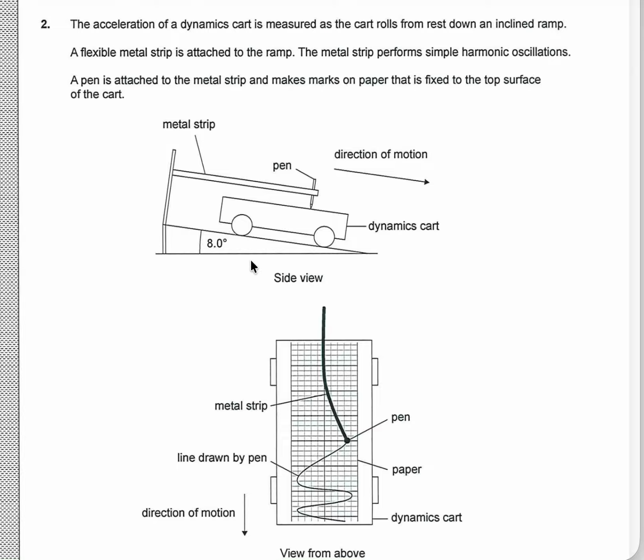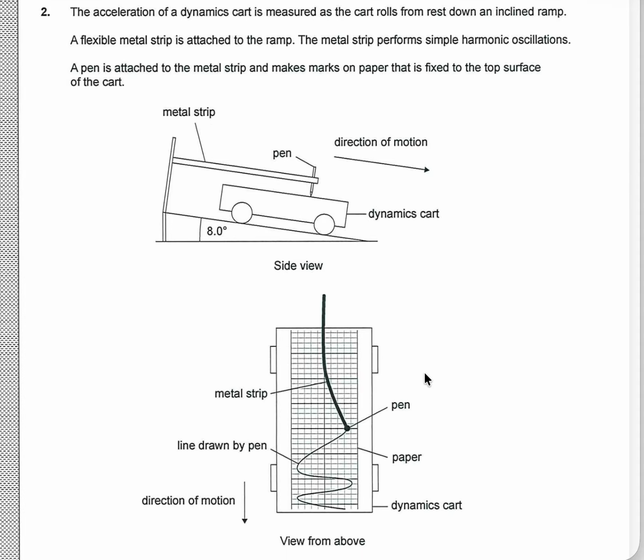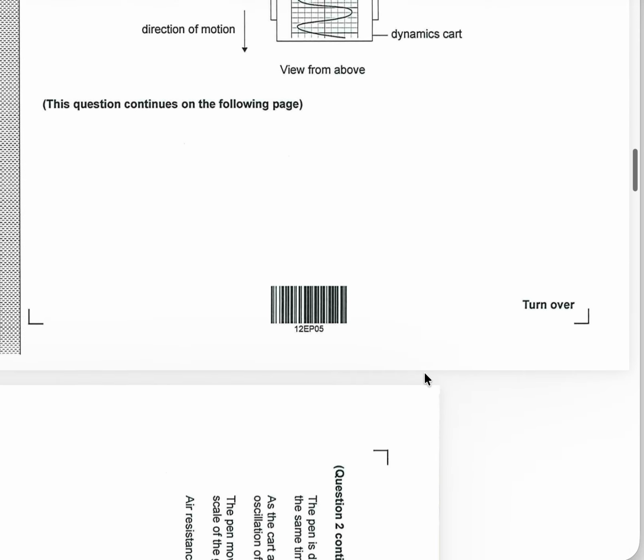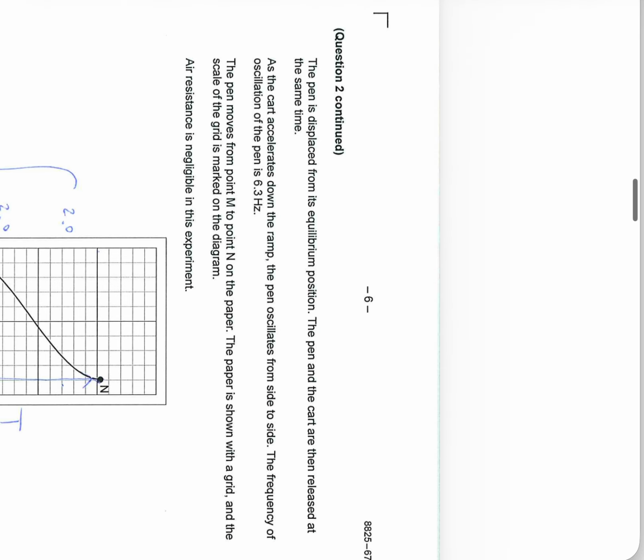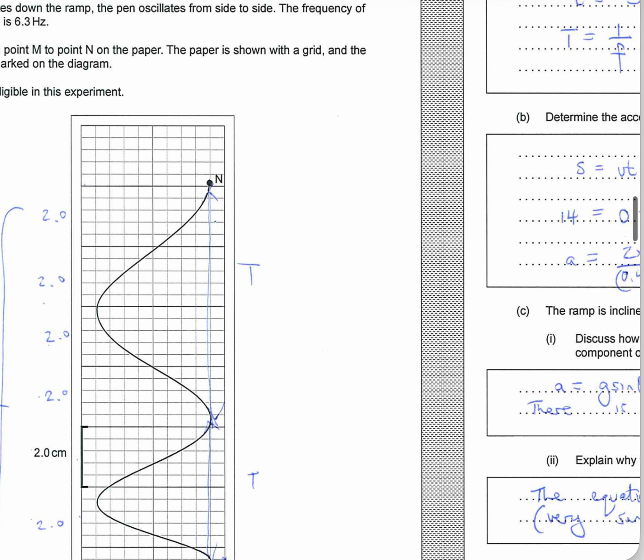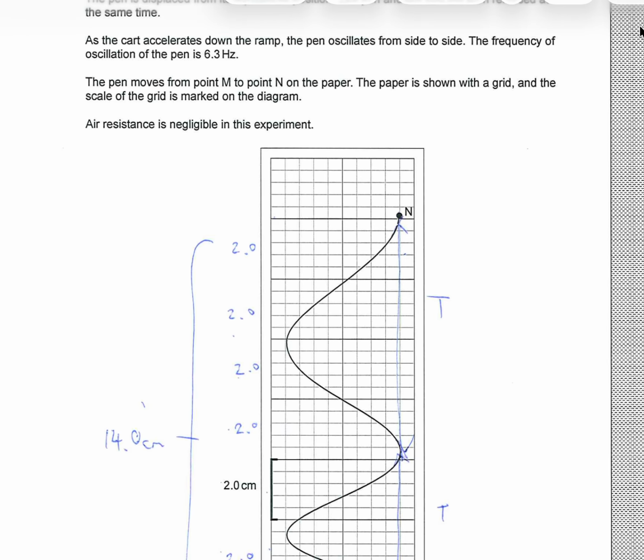We've got this metal strip which is doing SHM, and it's oscillating. It's drawing as the car moves down the ramp, so it's making this trace, if you like. We're going to look at that trace just now, and we're going to notice a few things here.